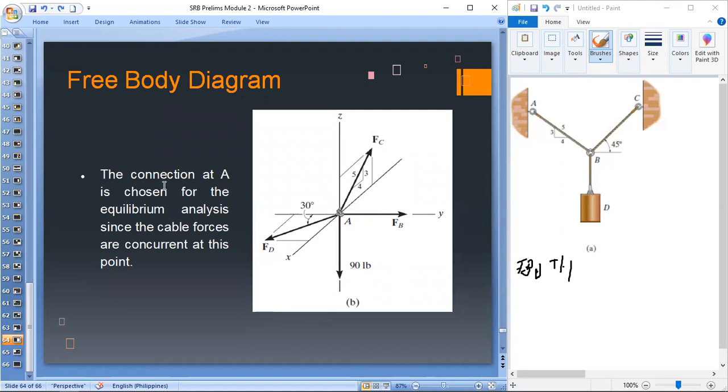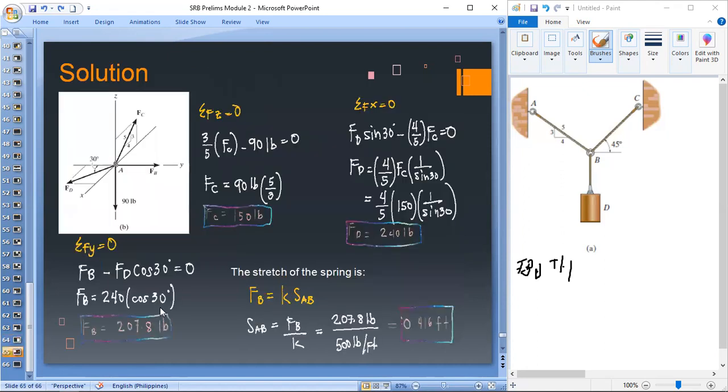The connection at A is chosen for the equilibrium analysis since the cable forces are concurrent at this point. So it's concurrent, they all come from one point. Okay? This, this, and this. So FB, FC, FD. So create a free body diagram. And then, solution. Summation of forces: first look at where you can get a force. Which force can I get first?